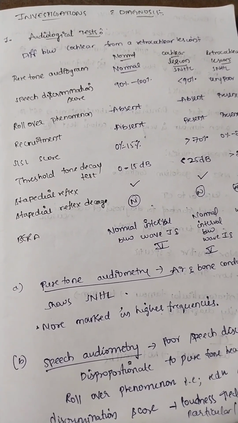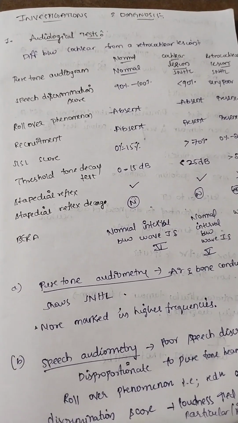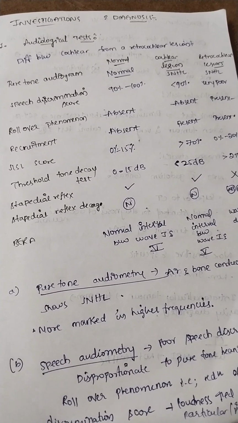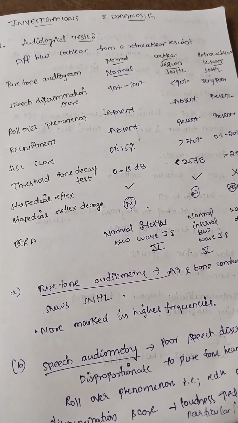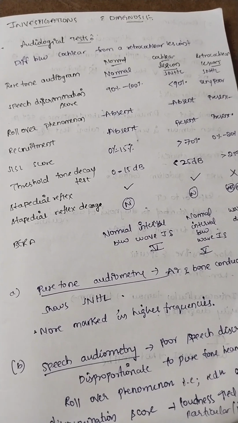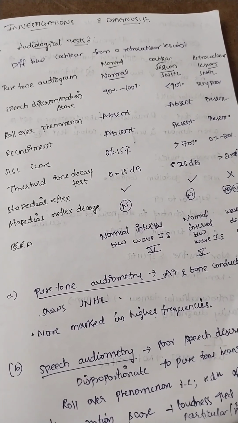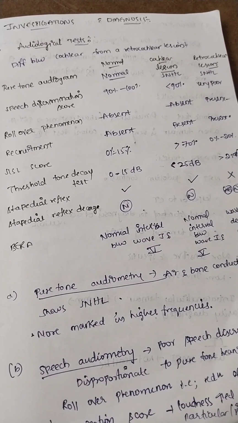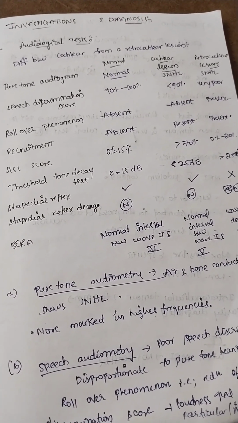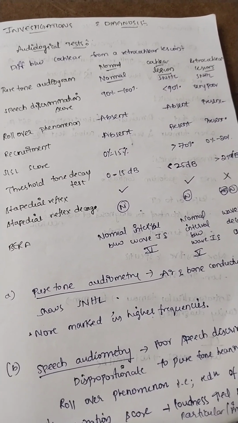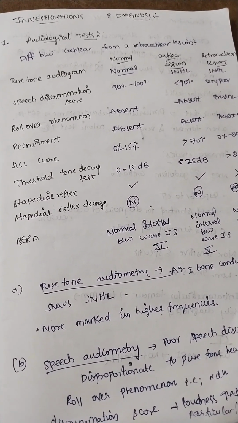Speech discrimination score is 90 to 100% in normal. Here it is less than 90%, very poor in a retrocochlear lesion. Rollover phenomenon is absent in normal and in cochlear lesion, whereas in retrocochlear it is present. Recruitment is absent in normal, whereas present in both cochlear and retrocochlear. SISI score is 0 to 15% in normal, greater than 70% in cochlear, and 0 to 20% in retrocochlear.